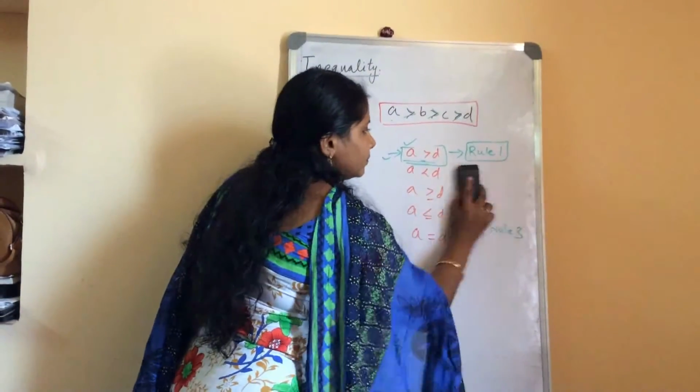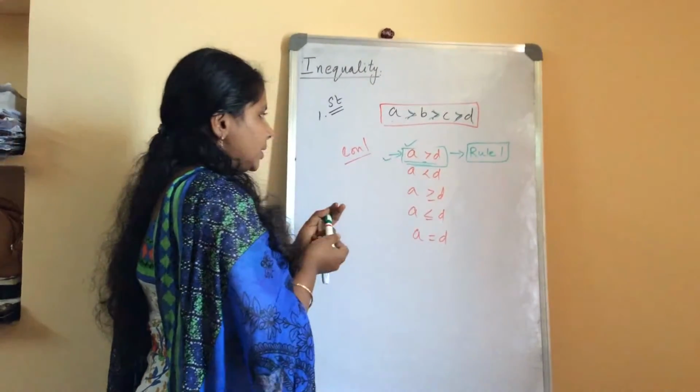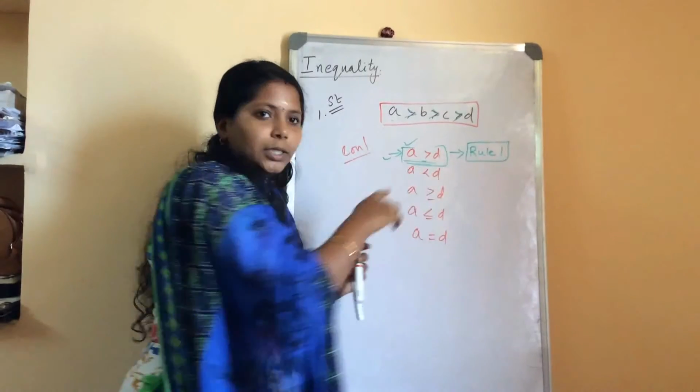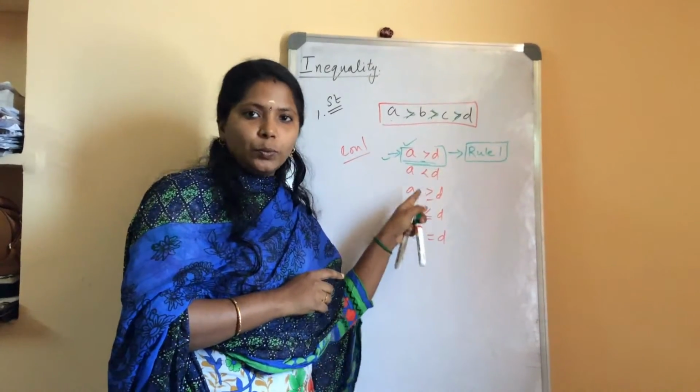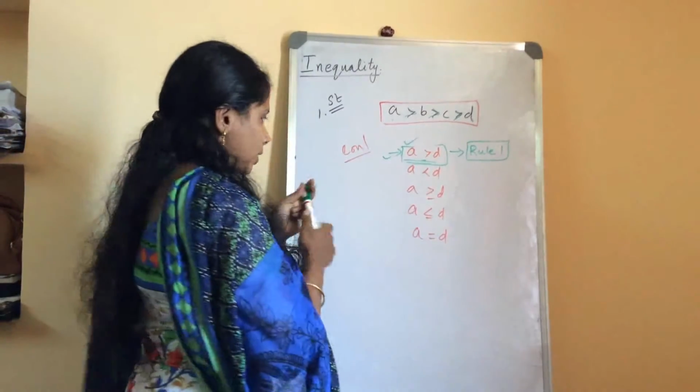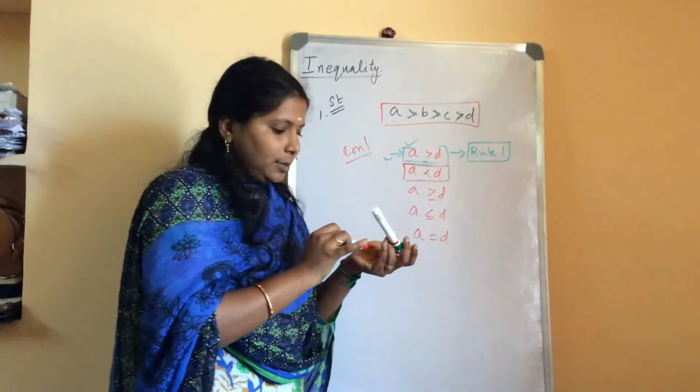Okay, rule 2 is nothing but the same as rule 1, but in rule 1 it is the greater than symbol, and in rule 2 it is the less than symbol. Okay, see, A less than D.